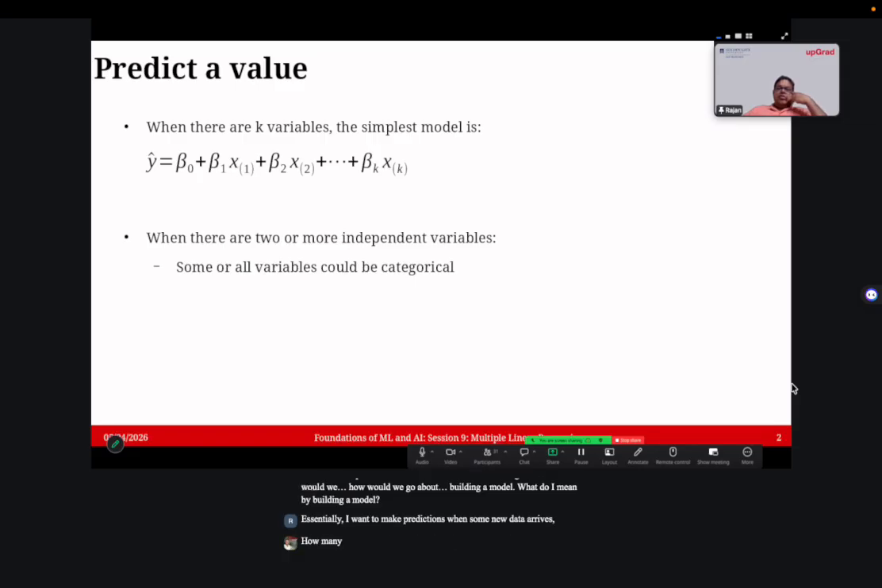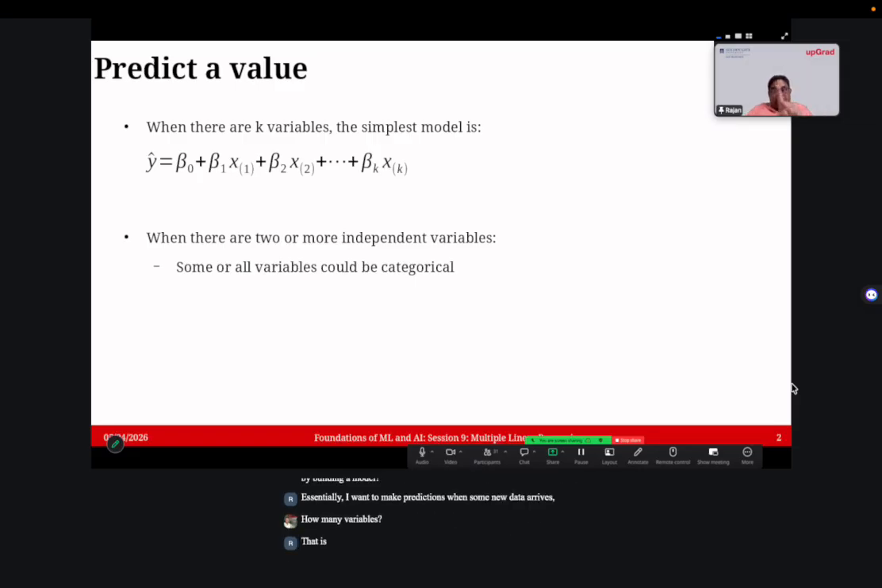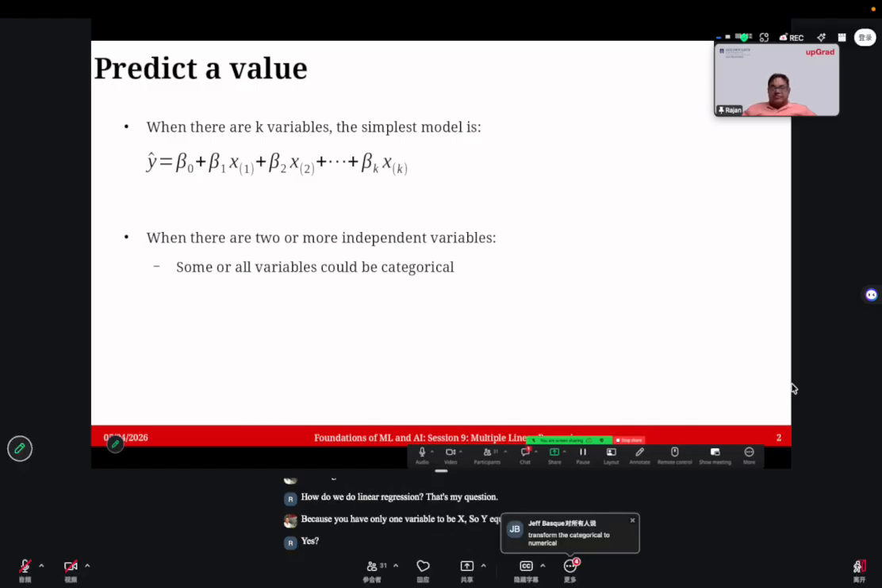How many variables? There is only one variable, and that variable is the gender of the person. Linear regression. How do we do linear regression? That's my question. Because you have only one variable to be x. So y equals mx plus c. That's linear. It's not multivariable yet. That is correct. But x is a categorical variable, either male or female.